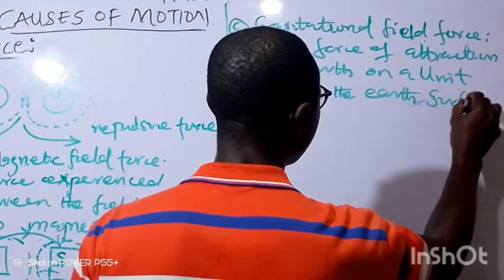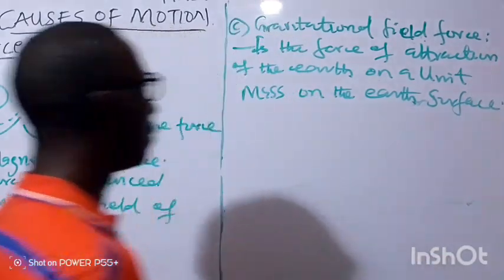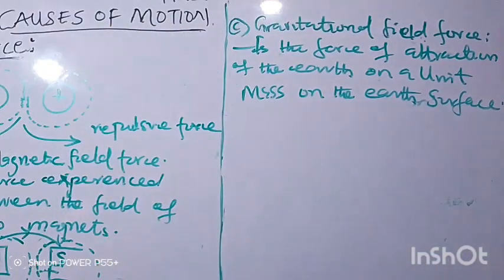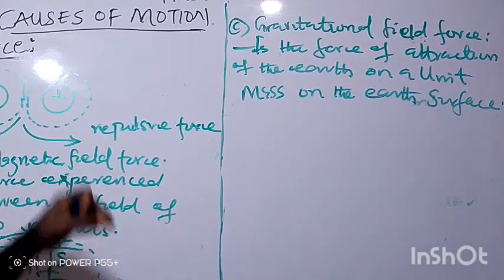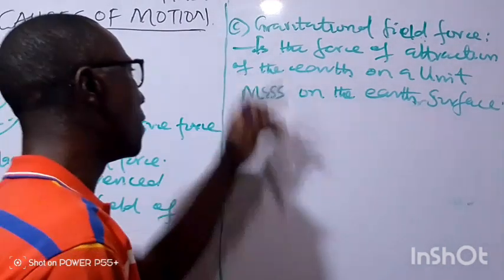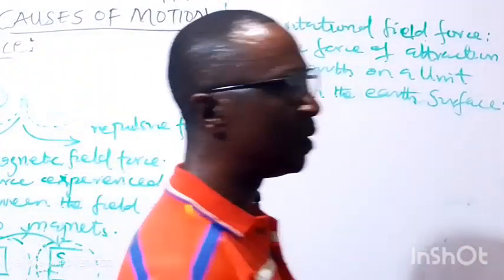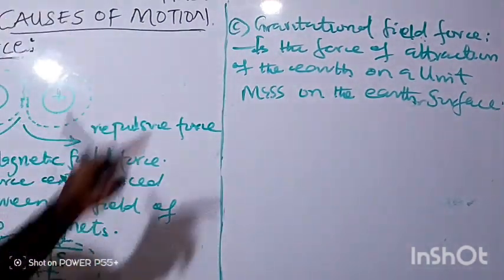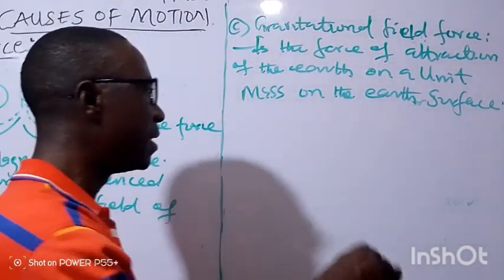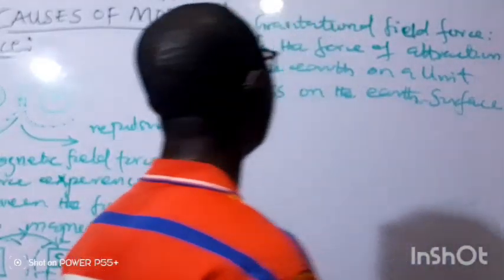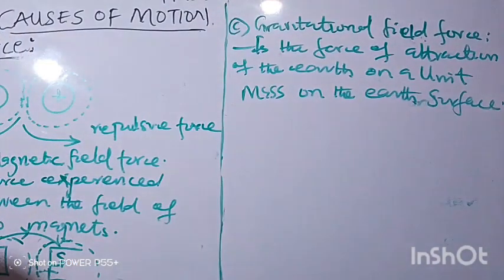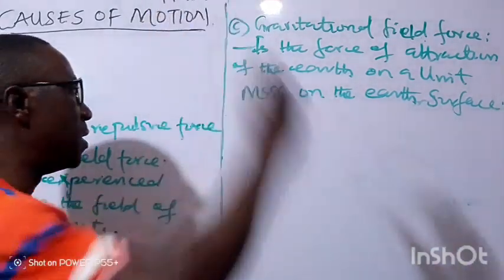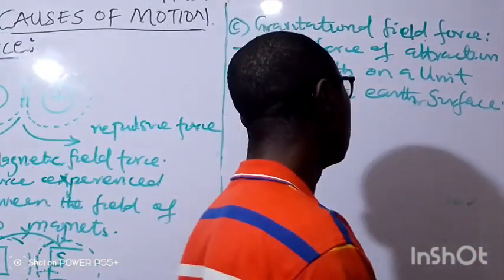The force of attraction of the Earth on a unit mass on the Earth's surface is what is meant by gravitational field force. That is why if you throw anything up, due to gravitational field force, the gravitational field force will draw it down. It will come back again. Anything that goes up, we believe that it will definitely come down due to gravitational field force.